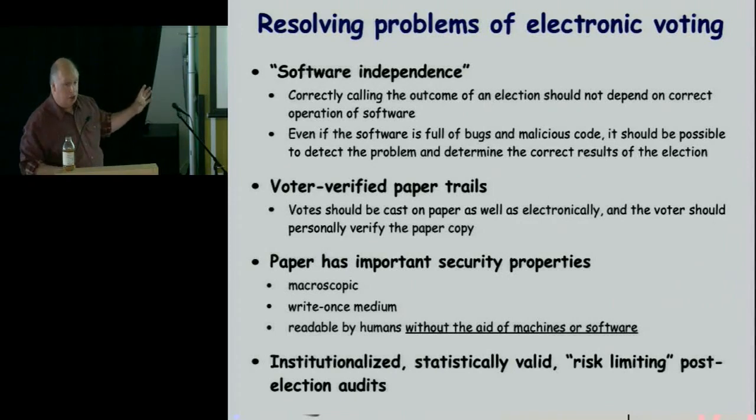Paper is not just an old technology. It has actual security properties. It's a write-once medium, and it's readable and writable by both humans and machines. And it's the only medium that has those properties. So it's actually not a 1950s retro technology that we don't want to go back to. It's got, I think, important positive security properties that we want to take advantage of, paper.